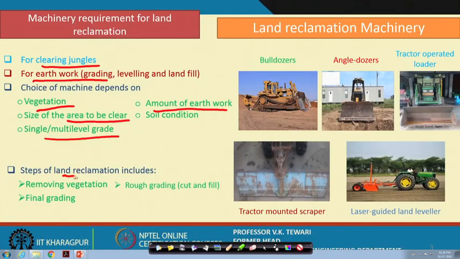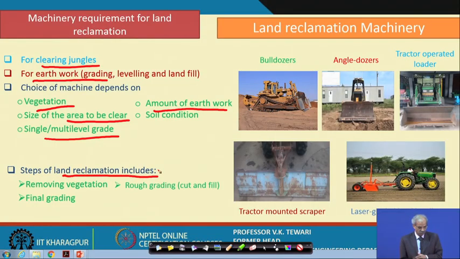Then what are the steps for land reclamation? Yes, removing the vegetation is the first thing, whatever equipment you use. You have to remove that first, so that the land is open to you. At least you will have a look at the whole land, and then you will see the grade of it, the type of soil, and several things. Then rough grading, that means a cut and fill sort of situation, so that you get level land, whatever you are thinking of.